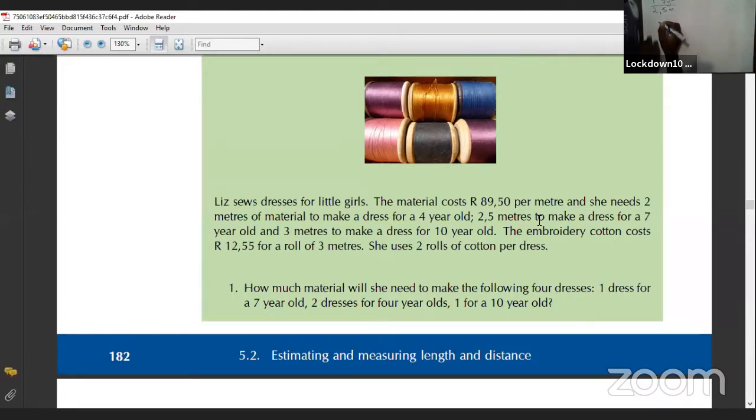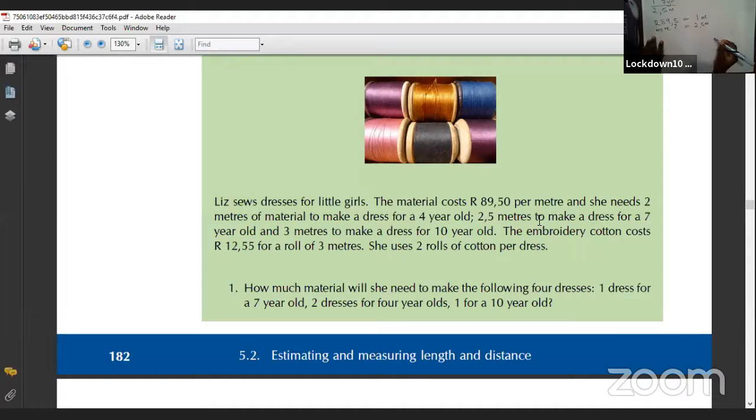So what do we need to do? We are told that 89.5 rands is equivalent to 1 meter. For 1 meter, we have to have 89.5 rands. But from this question, we are told that she requires 2.5 meters. Like we did previously, we just do our simple proportion: 2.5 meters, question mark. Is it going to give you more or less? If 1 meter costs 89.5 rand, 2.5 meters is supposed to give us more.